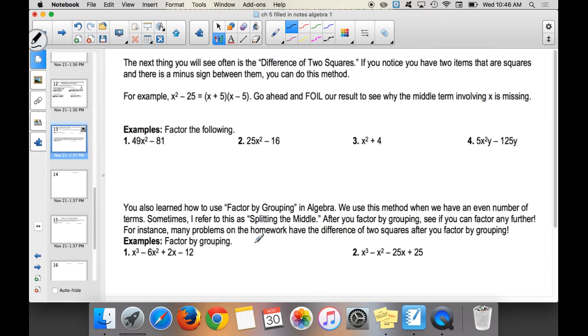All right, so the next thing you're often going to see is what's called the difference of two squares. Okay, so a perfect square. Tell me numbers that are perfect squares. Write some down. What's a number that's something times itself? 25. What else? 4.